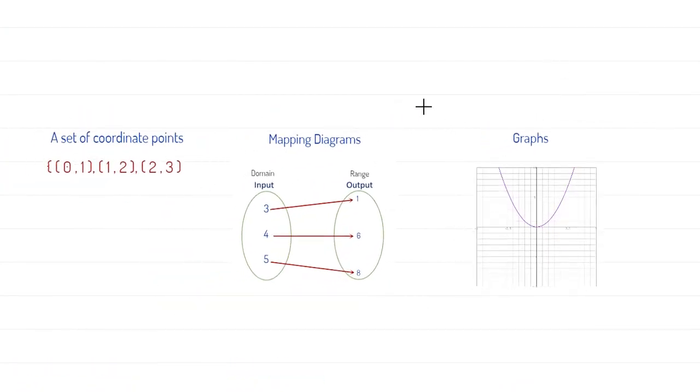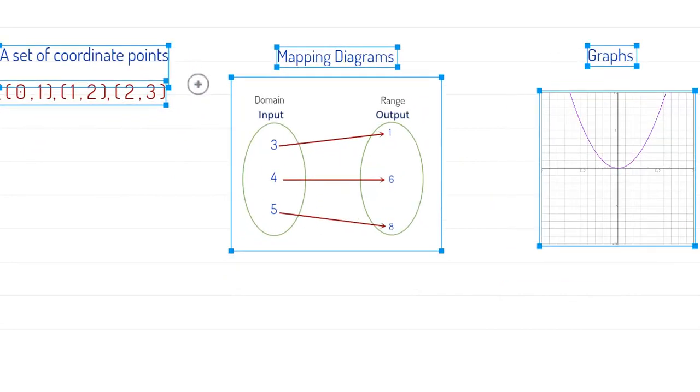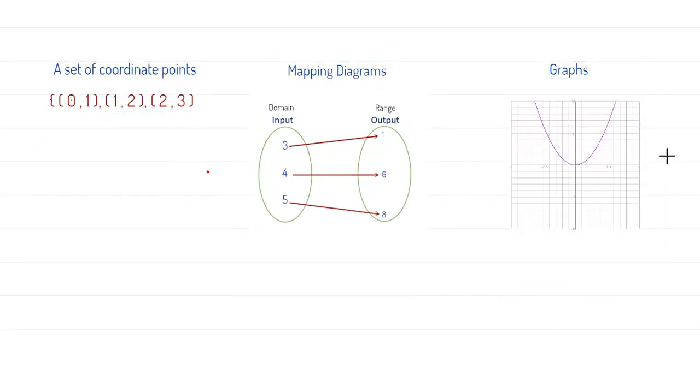So really there are 3 different methods. I made it a little bit small, it looks like. There are 3 big methods that you look at when looking to see if something is a function. Either you'll get a set of coordinate points, you might get what's called a mapping diagram, or they'll just give you a graph. They can give you any one of those 3 and ask, is this a function or not? Let's look at the coordinate points first.